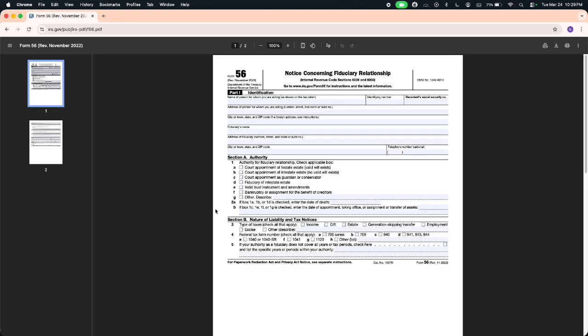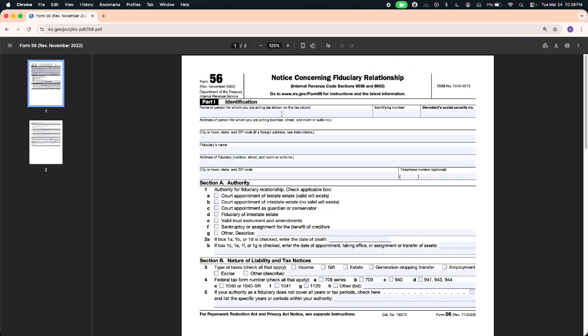So to begin, keep the Form 56 PDF open on screen so that each section is easy to follow. Start with Part 1, which is the identification section. In here, enter the name of the person or entity that you're acting for, their identifying number, and their address. Then enter the fiduciary's name, address, and phone number if needed.